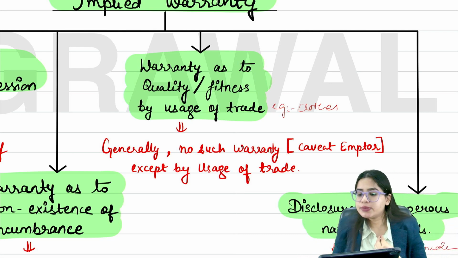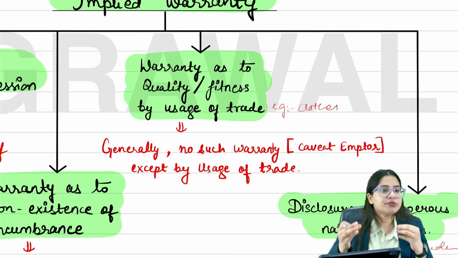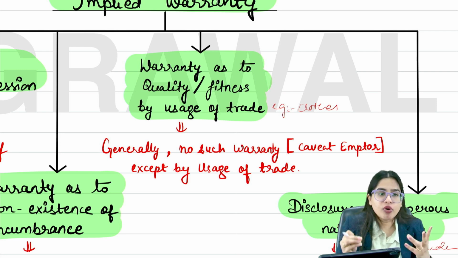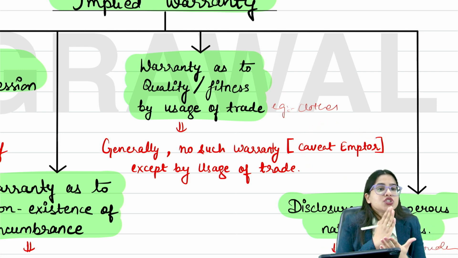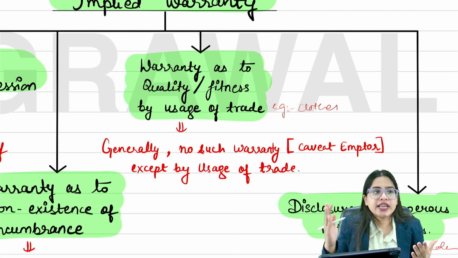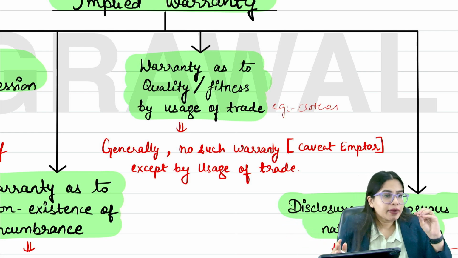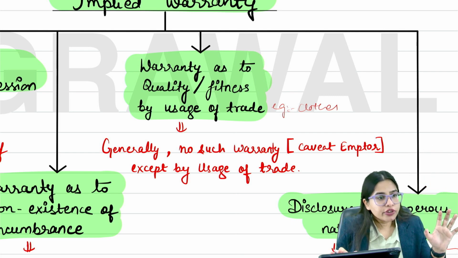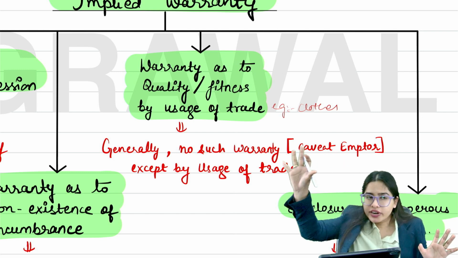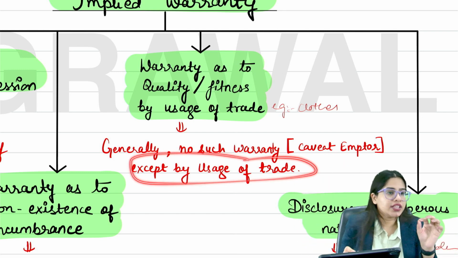Caveat emptor means it is the buyer's responsibility to check whether the goods fit his purpose or not, or whether they are of good quality or not. So generally caveat emptor applies. That is why there is no such warranty as to quality or fitness. Generally there is no implied condition and no implied warranty as to quality or fitness. But there is one exception only, the usage of trade.